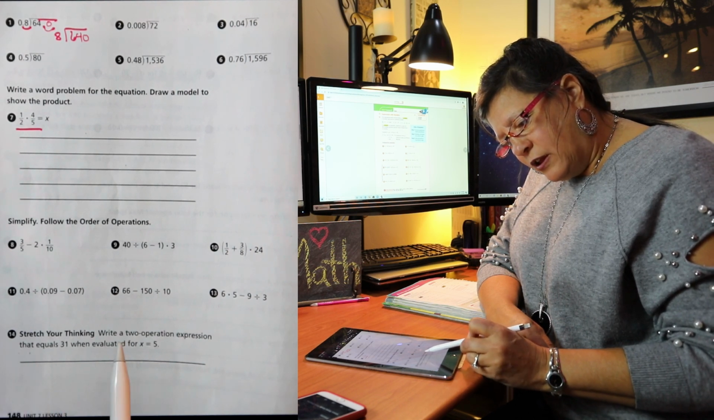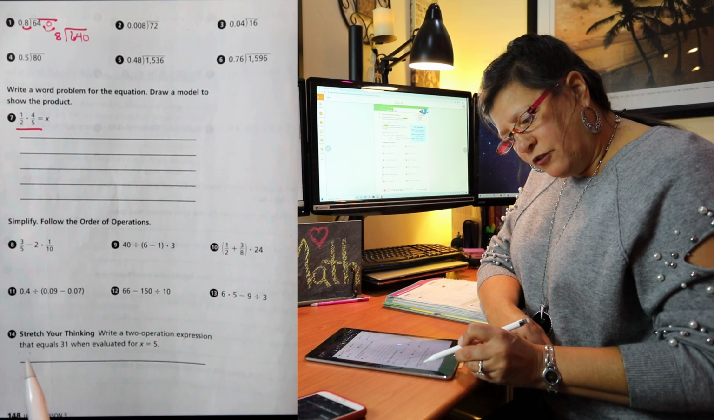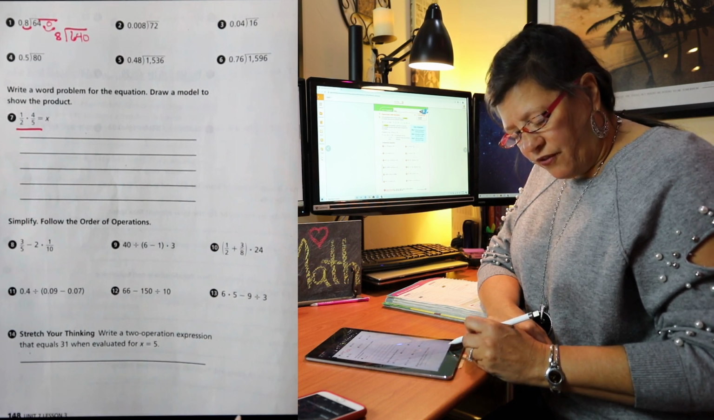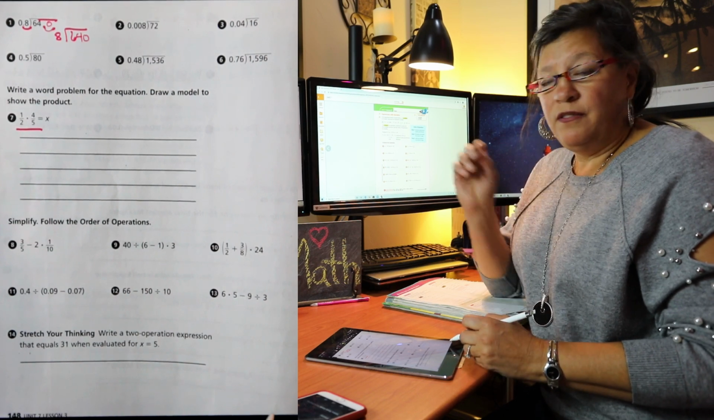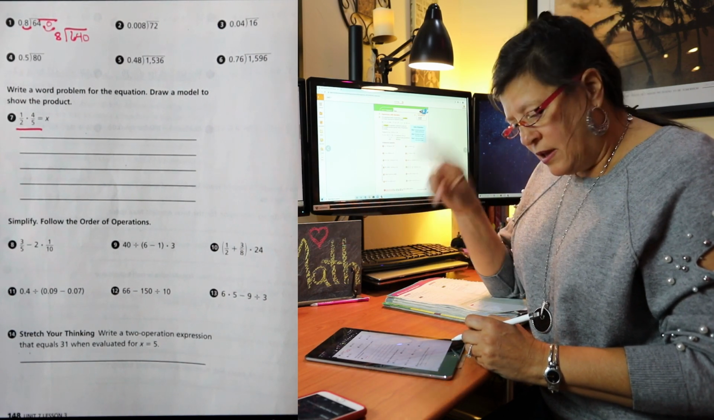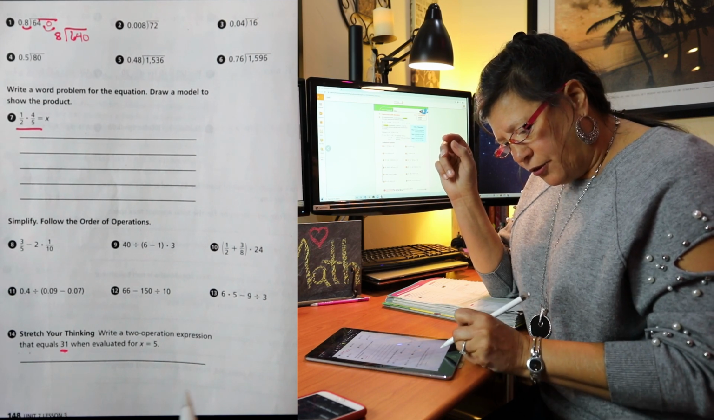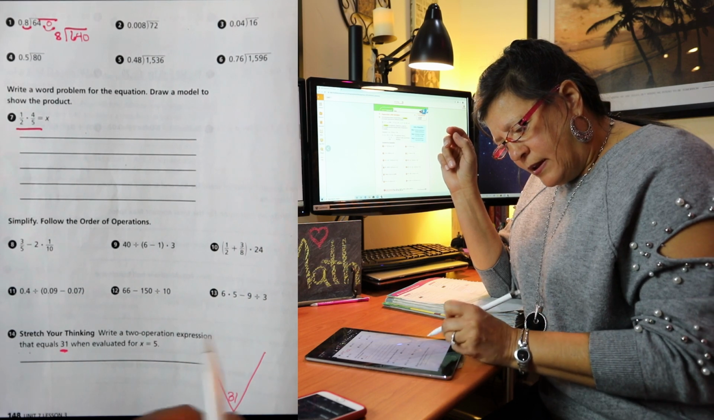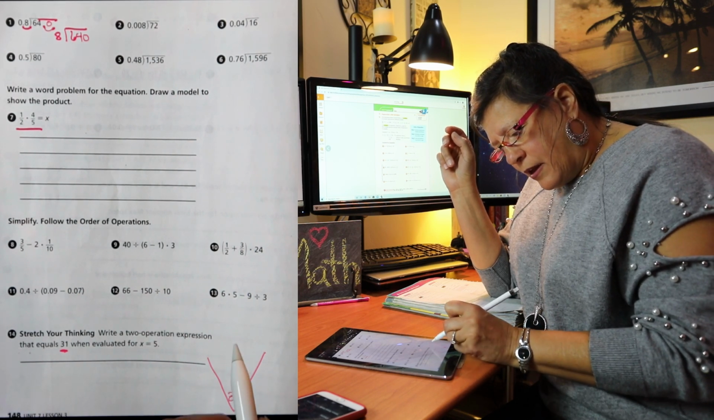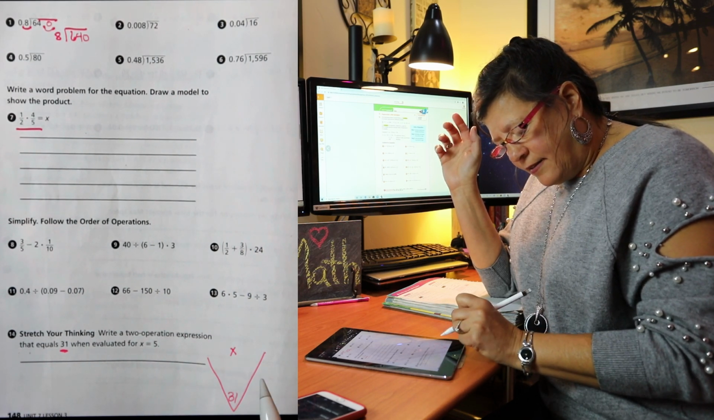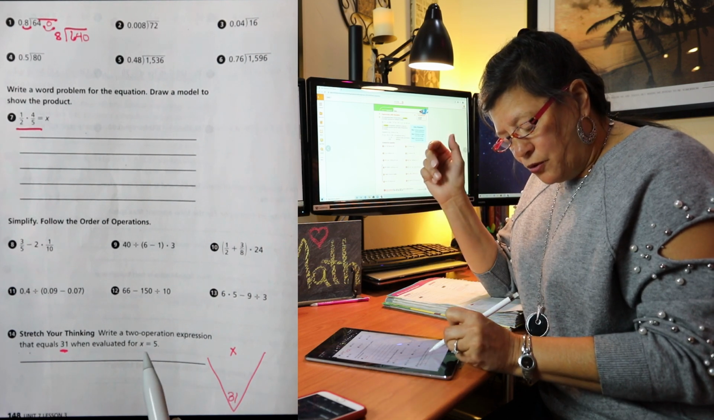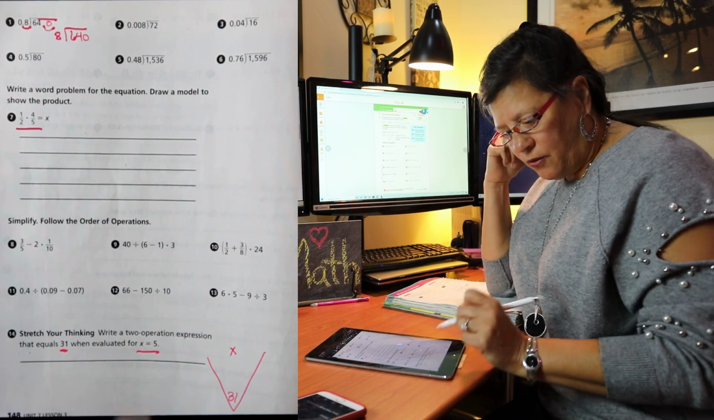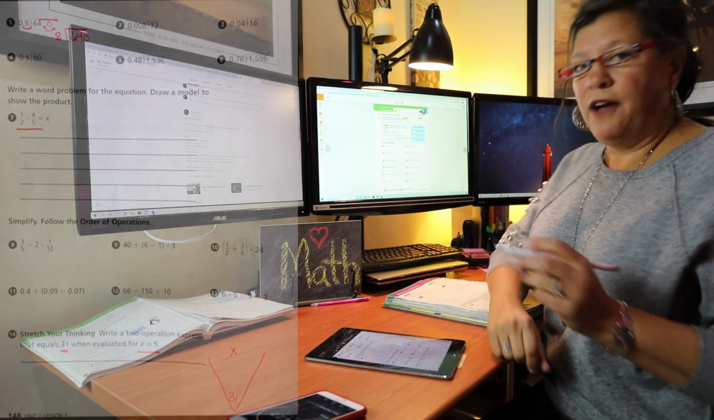And 14, stretch your thinking. Write a 2-operation expression that equals 31 when evaluated for x equals 5. So 2 operations, addition, multiplication, okay, but the answer has to equal 31 at the end. All right, and part of your expression is going to have x, but then you will replace the x with 5. All right, so stretch your thinking on that one and see how you do.